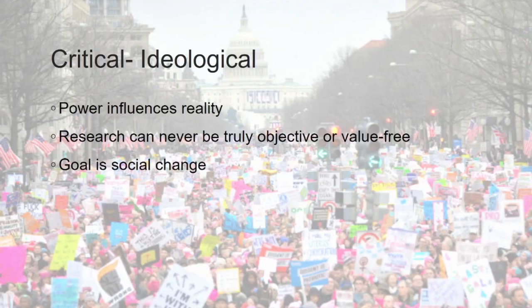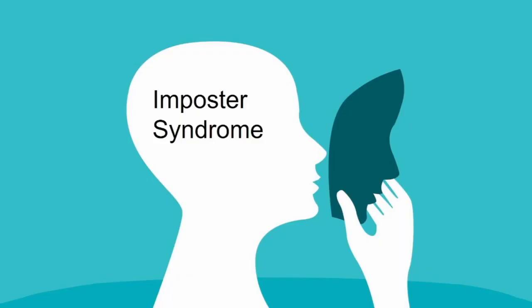And then finally, the critical ideological. So this is more focused on social change. A question that you might ask in this context, using the imposter syndrome example, is how are women impacted in a different way than men by imposter syndrome? Or the reverse, depending on what your theory is and what your hypothesis is for your study.